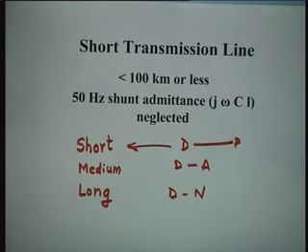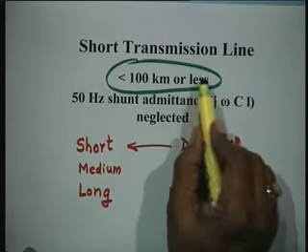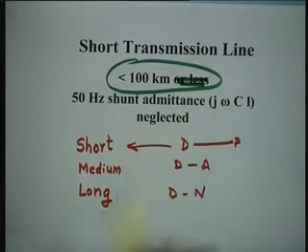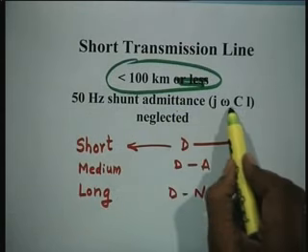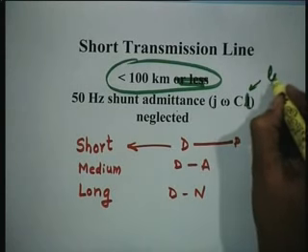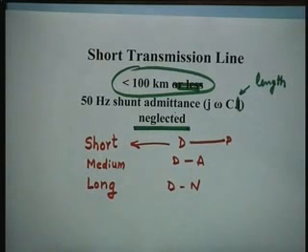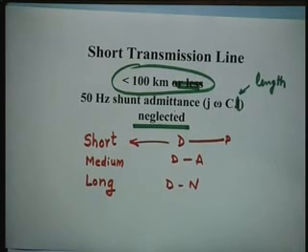As I have just explained, it is less than 100 kilometers. At 50 hertz, shunt admittance j omega C L, where L is the length of the line, is neglected. There is hardly any capacitance. And so, the short line model is a simple series circuit, shown in the next slide.